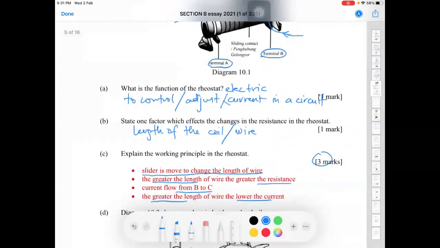To explain the working principle, you have to say you move the slider to control the length of the wire. So the greater the length, the greater the resistance. So the current will flow from B to C. So the greater the length of the wire, the lower the current in the circuit. So that's how you answer the working principle of a rheostat.